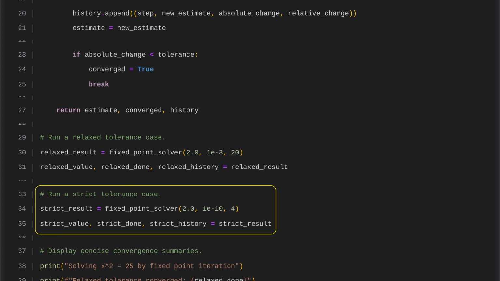The fixed-point solver is tested with a starting value of 2, a very strict tolerance, and only 4 allowed steps. Its output gives the final estimate, whether it converged within the tolerance, and a history of the iterations. This history shows how the estimate changed at each step, helping evaluate the solver's behavior under demanding precision settings.